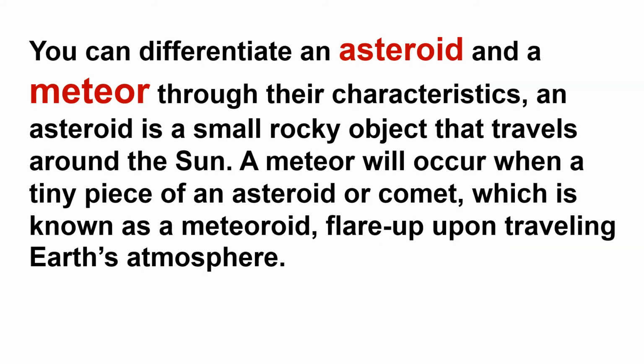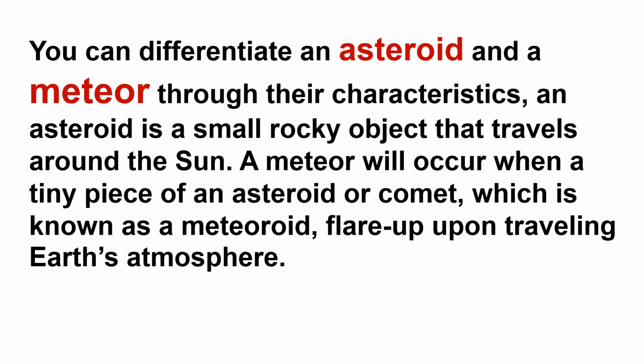So now you can simply differentiate an asteroid and a meteor through their characteristics. An asteroid is a small rocky object that travels around the sun, while a meteor will occur when a tiny piece of an asteroid or comet, which is known as a meteoroid, flares up upon traveling through the Earth's atmosphere. Okay. There are millions of such occurrences every day, but most of them go unnoticed except at night.